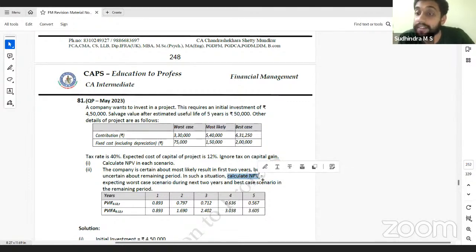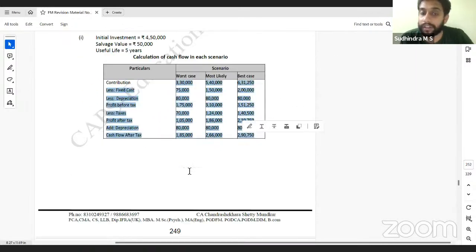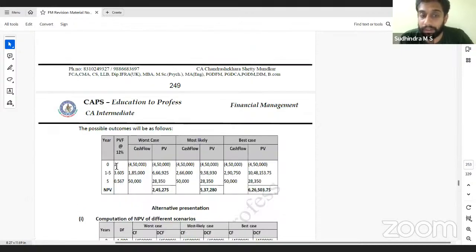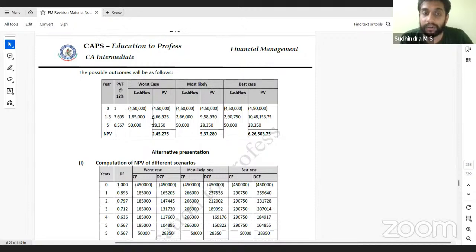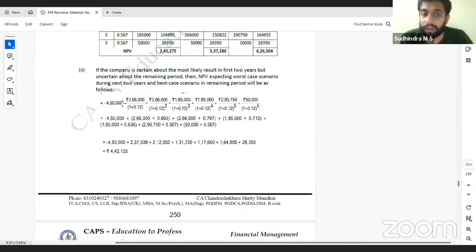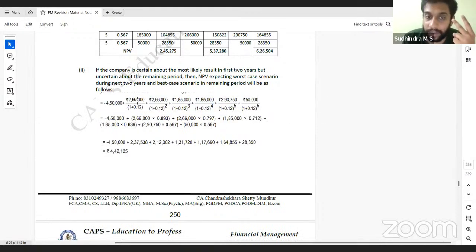Can we do this? This is scenario analysis, right? So first you are calculating the NPV under all the three scenarios. Then the possible outcome: first worst case scenario, then most likely scenario, then best case scenario. First 2 years most likely, then worst case, lastly best case scenario. You'll get the NPV. Is that clear?